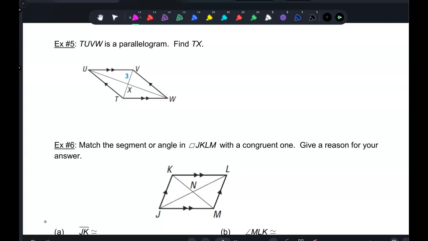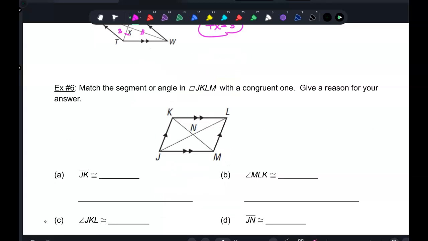Okay, find TX. So if this is 3, what's TX? 3. Now, do we have enough information to find the other two parts? No. You see how this diagonal is way bigger than this one? These two parts are congruent here and here. We only know that these two parts are both 3, but we don't have enough information for the other. UT goes with VW, because it's like a cross.